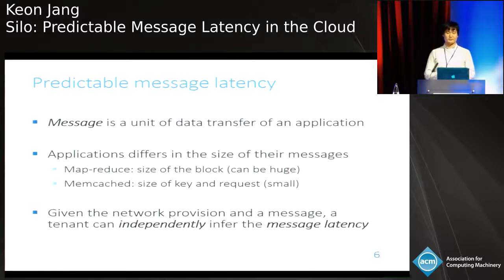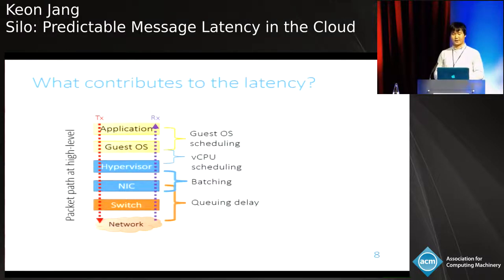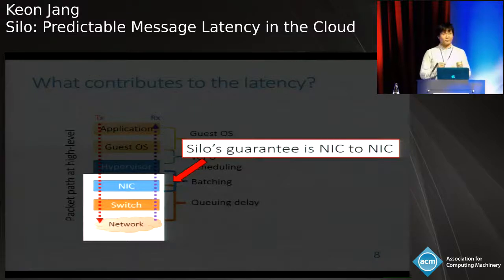Now I'm going to explain how to achieve predictable message latency. First, I would like to define the scope of predictable message latency. From the application's viewpoint, the message travels through many layers of software and hardware, and delay in each layer adds to the message latency. Silo focuses on the network. To be precise, its guarantee is from the sender's NIC to the receiver's NIC.